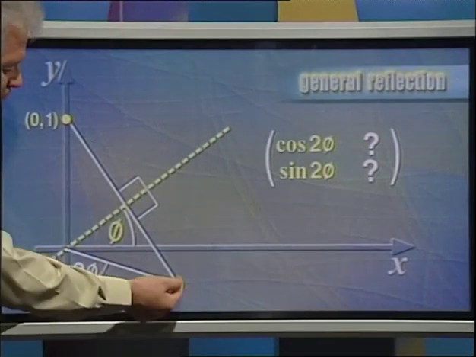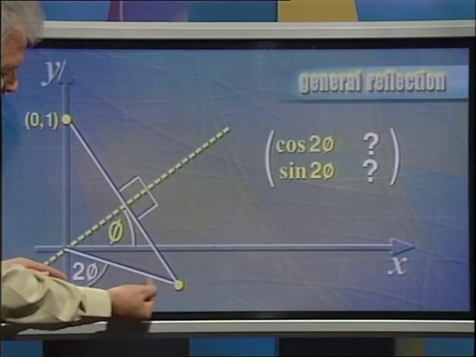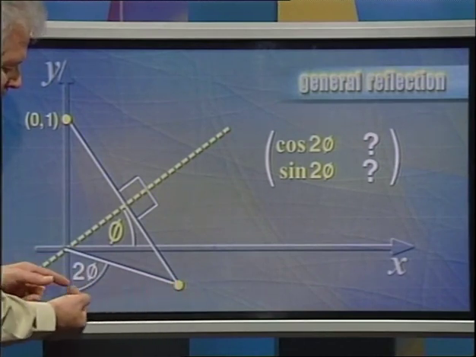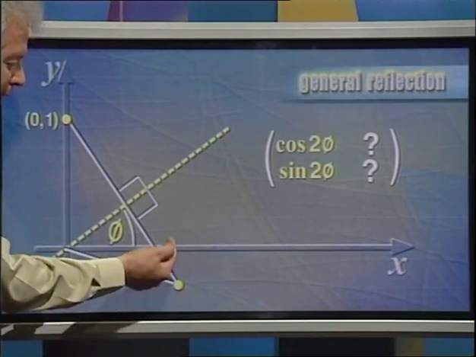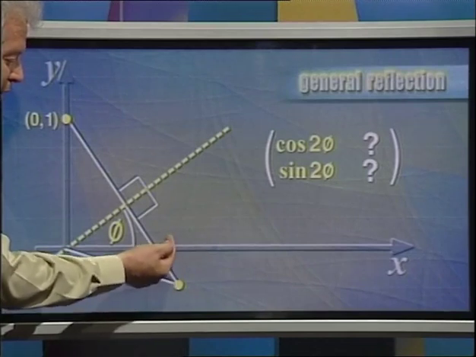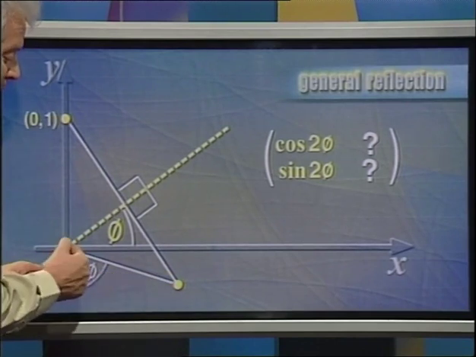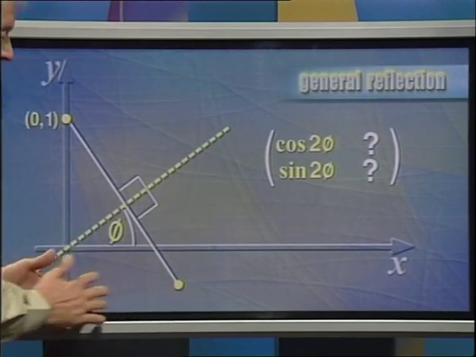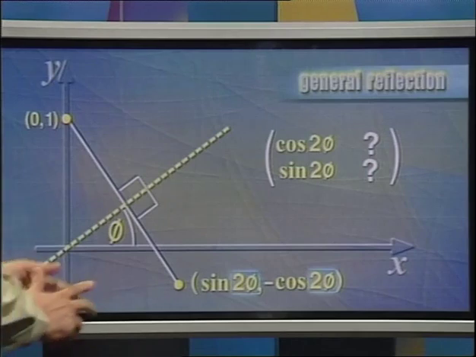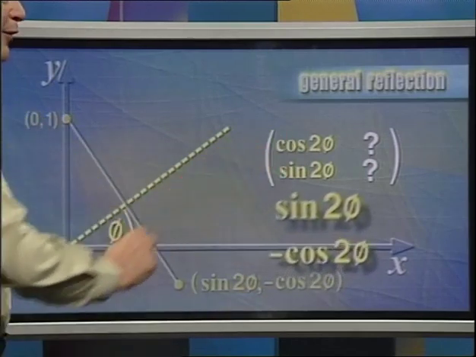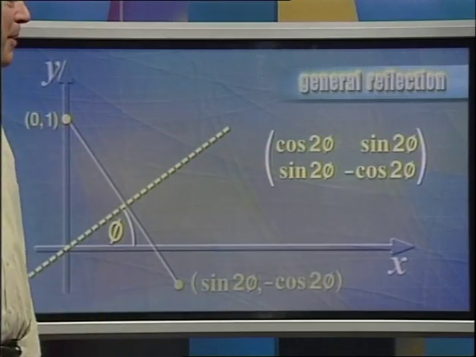But this angle here is 2φ. And if we think of this bottom triangle, this length that I'm pointing to here will be sin 2φ, and the vertical length here, cos 2φ. So this point, the image of (0, 1), will be (sin 2φ, -cos 2φ). And being the image of (0, 1), it forms the second column of our matrix. And there's our matrix for a general reflection.